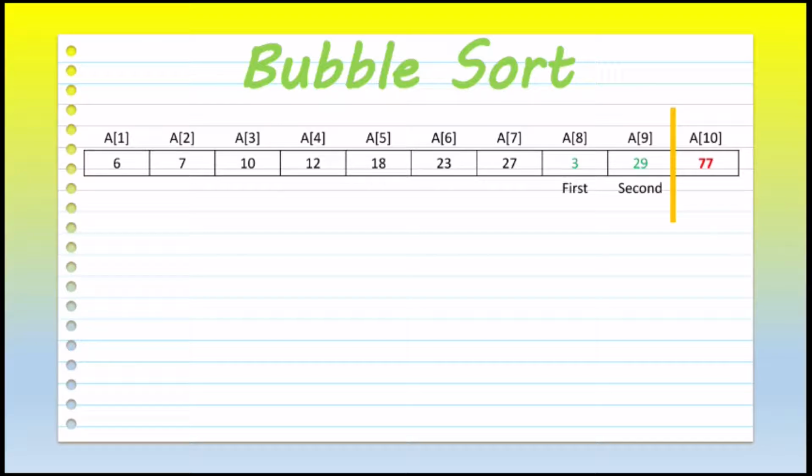So we have compared here 9 times because the last element is already sorted, that is 77. So we don't need to compare that element because that element is already sorted. So in the second pass we have got the second maximum element and that is placed at the 9th position. So after the second pass we have got the two elements which are in sorted order. So similarly we will repeat the same steps to get the third maximum element.